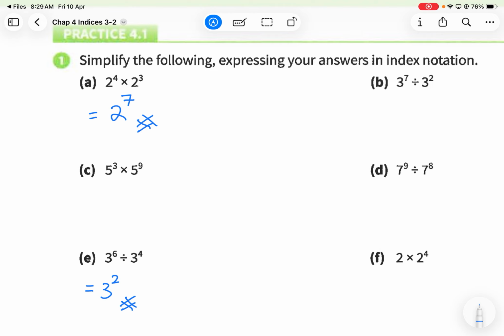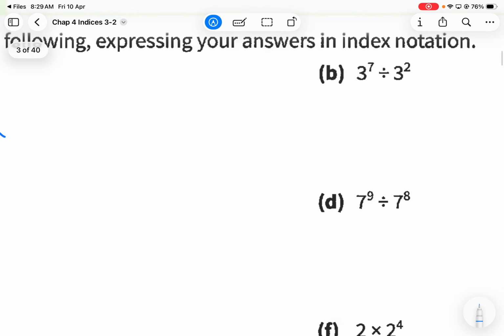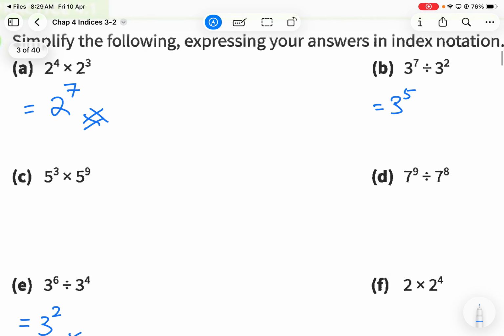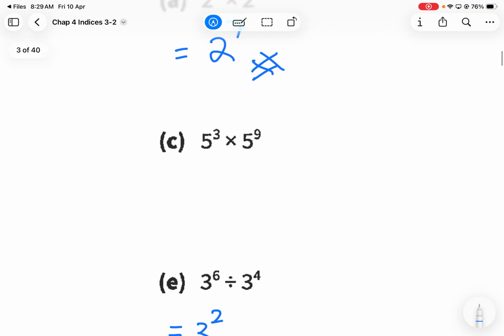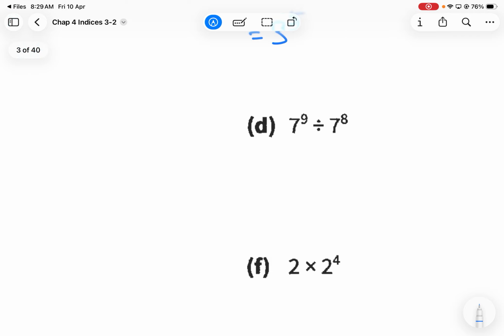Okay, don't think it is too easy and then you don't do. You need to practice, then it become natural. So 3 to the power of 7 divided by 3 square is equals to 3 to the power of 5. 5 to the power of 3 times 5 to the power of 9, 5 to the power of 12. 7 to the power of 9 divided by 7 to the power of 8 equals to 7.